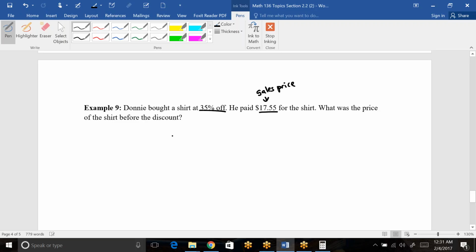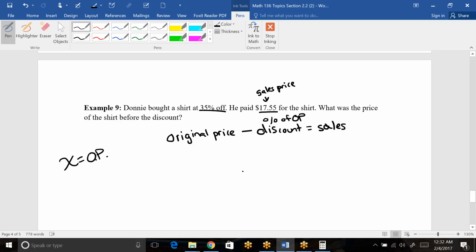If you remember how a discount works, you usually have an original price minus a discount, and that equals your sales. What's difficult is that the student's always confused what the discount is. The discount is always a percent of the original price, so it has to have two components, a percentage times whatever original price is. Well, we don't know the original price, so we're going to let X be that.